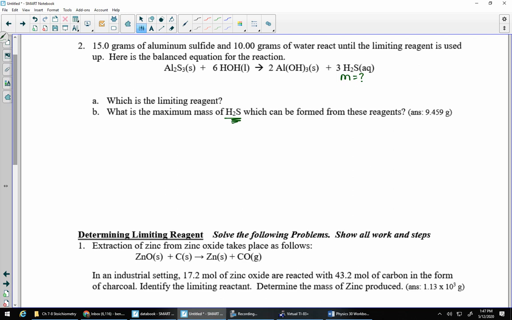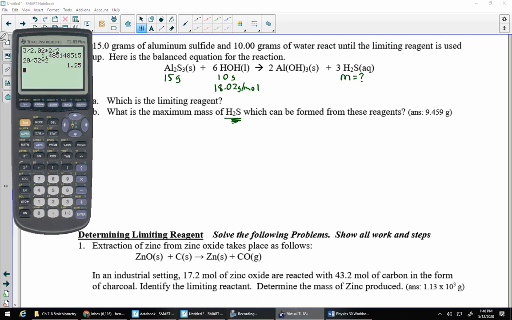Excellent. Let's start to summarize what we've got here. I've got 10 grams of water, and we know that the molar mass is 18.02 grams per mole. We've got 15 grams of aluminum sulfide. I have no idea what the molar mass of aluminum sulfide is, so let's get out our little calculators. Aluminum sulfide is Al2, aluminum number 13, so 26.98 times 2, plus sulfur 32.07, and we've got 3 of them, so 3 times 32.07.